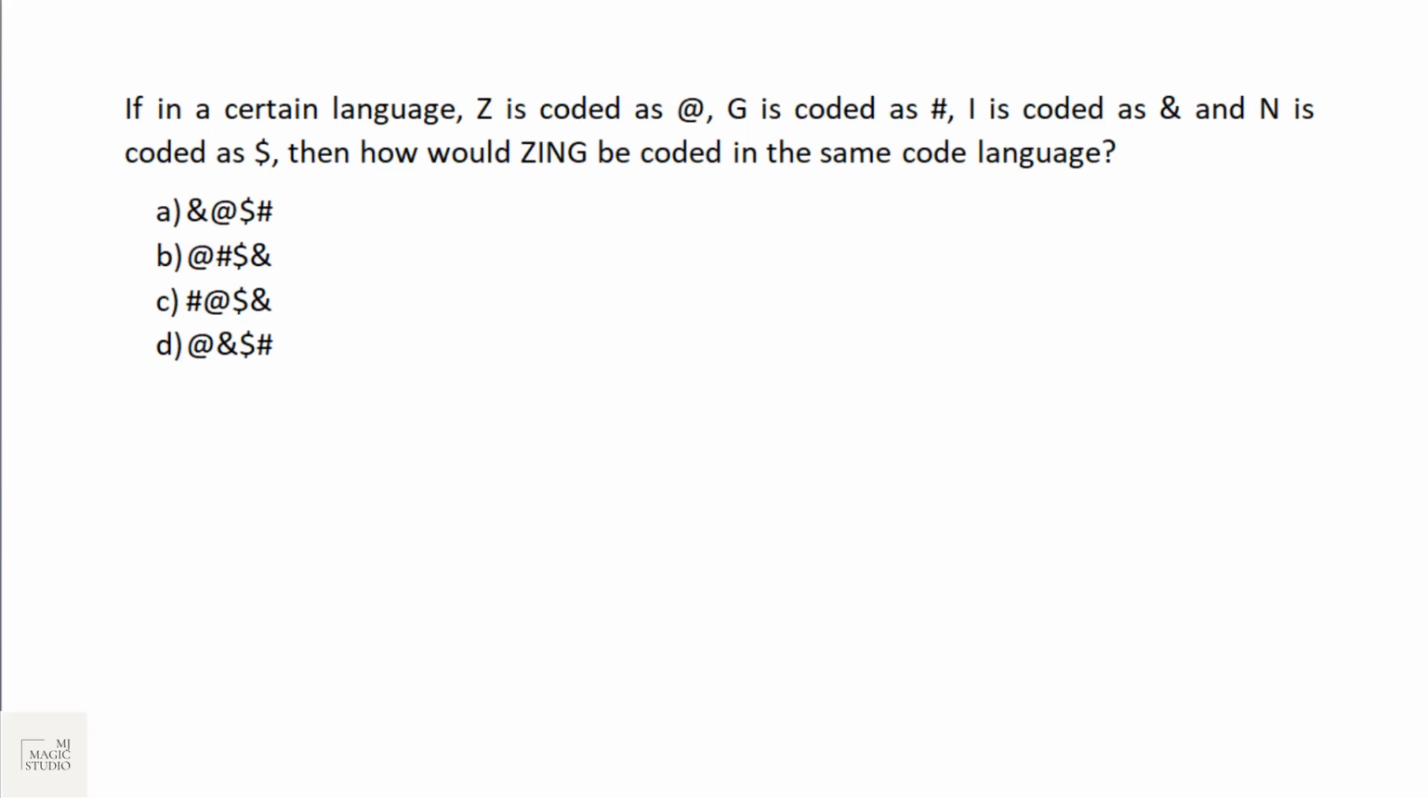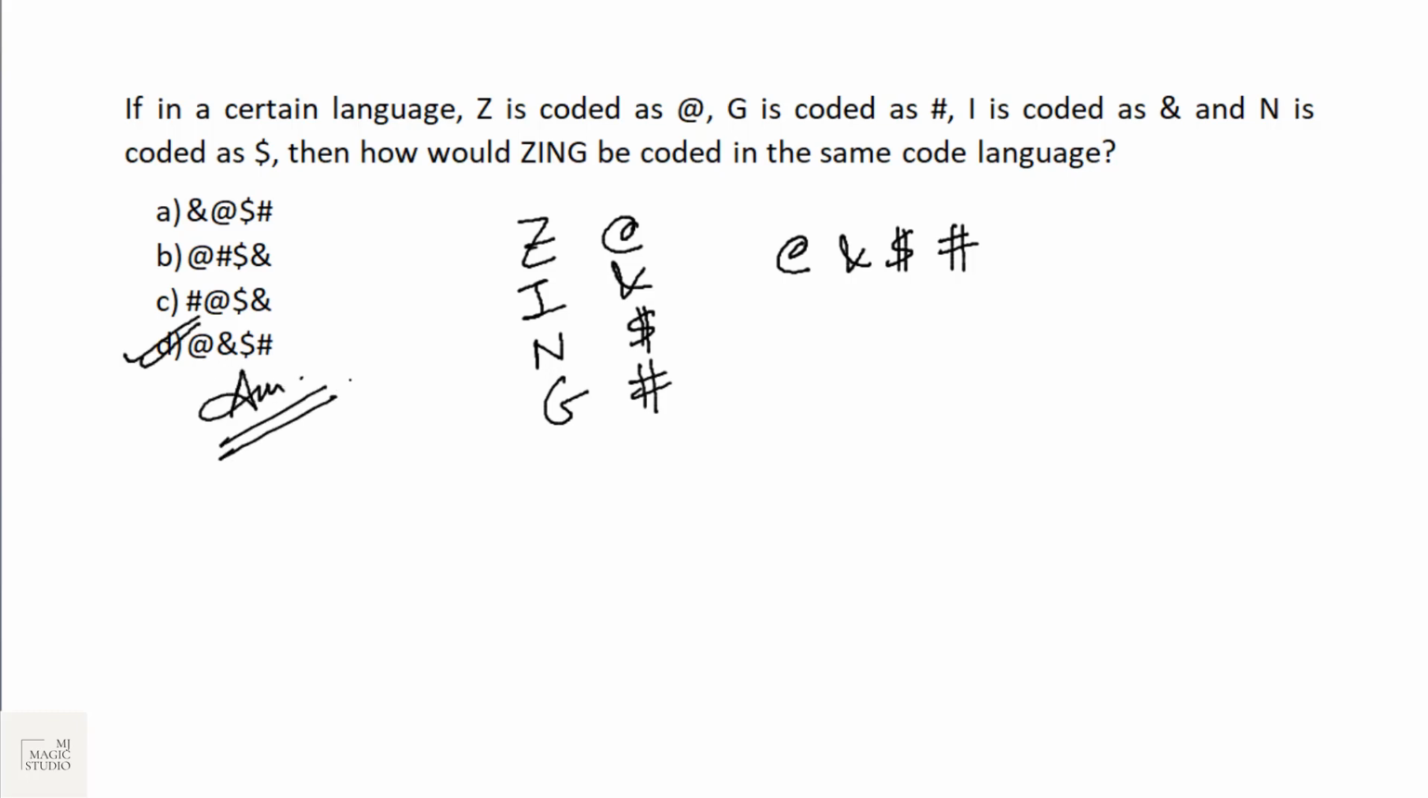One more, coding decoding, and it is more of an eye for detail. Z is coded as @, G is coded as hashtag, I is end symbol, and N is dollar symbol. Then how would you write ZING? ZING would be written as @ end dollar hashtag, that we have in option D.